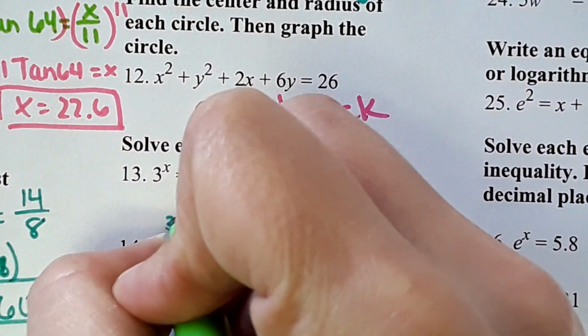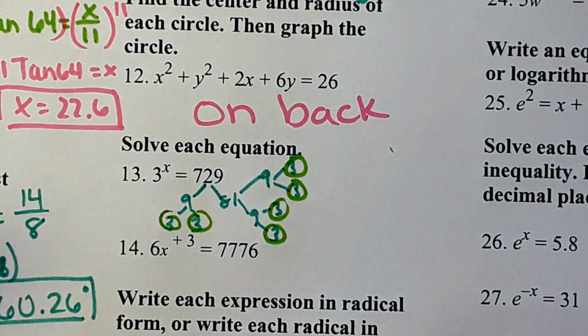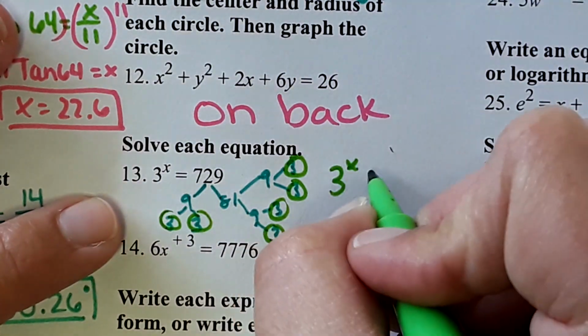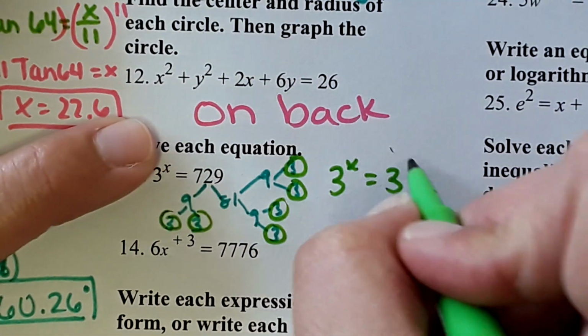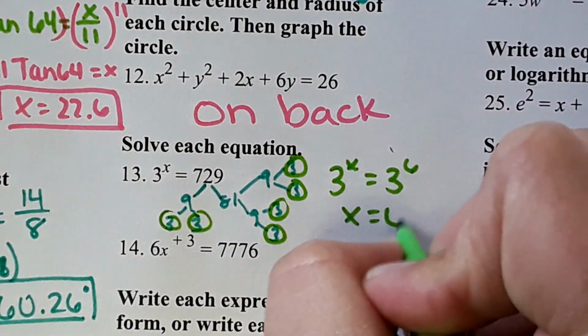So we need to count how many there are. 1, 2, 3, 4, 5, 6 3's. So 3^x = 3^6. And so therefore x = 6.